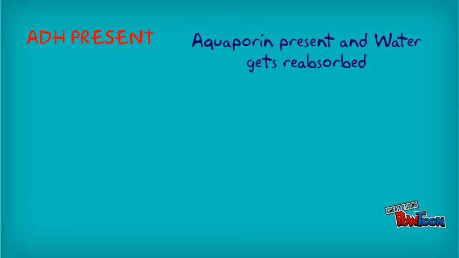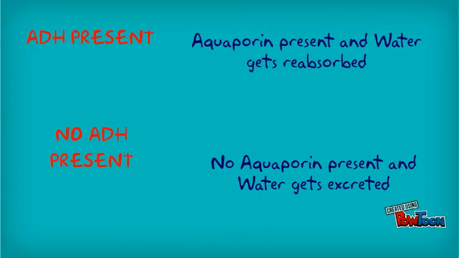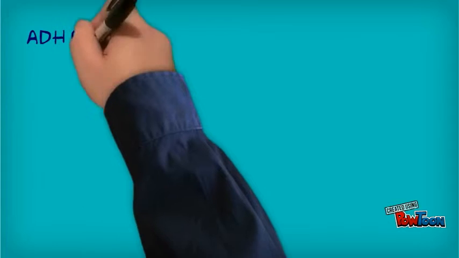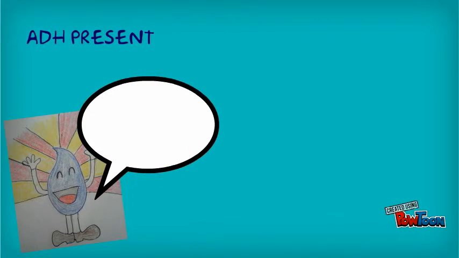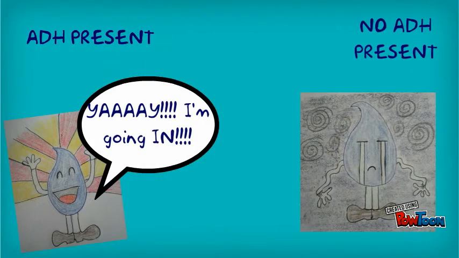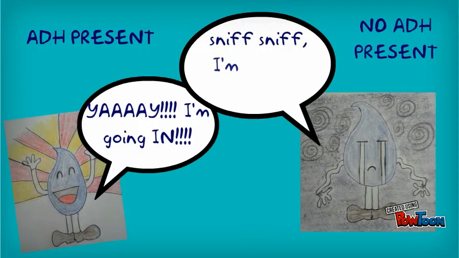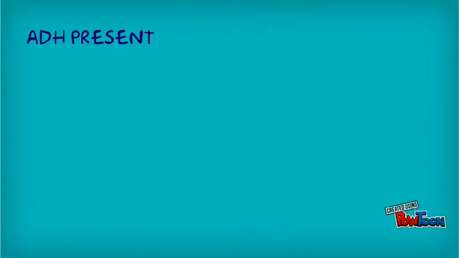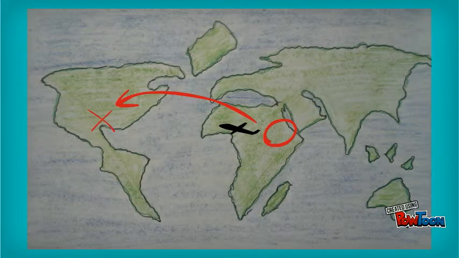ADH is normally secreted when people don't drink enough water, to help retain as much water as possible for the body. Lack of ADH normally means that there is enough water in our body, indicating that the 8 cups of water per day previously mentioned were actually drunk. So the water in our body does not need to get reabsorbed, and the extra water is just excreted as urine. To summarize, when ADH is present, water gets absorbed, but when ADH is not present, water gets excreted.